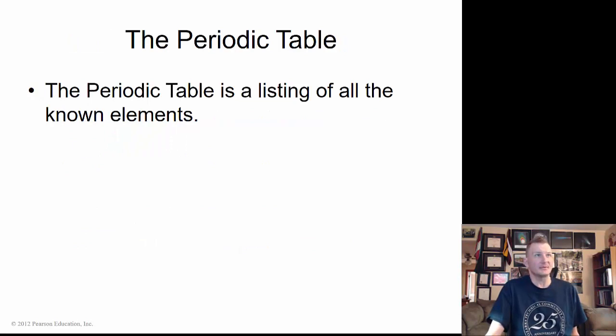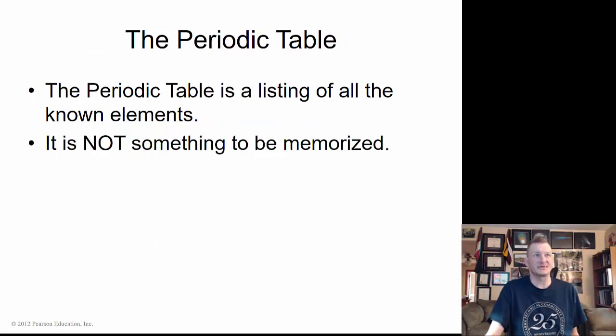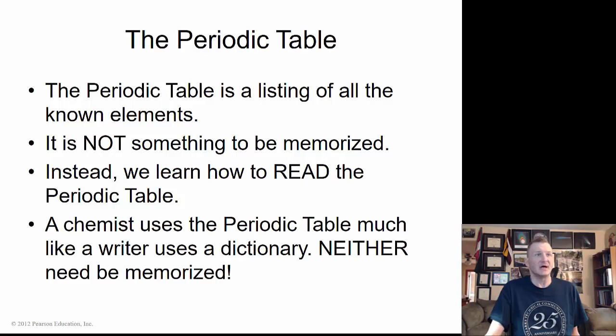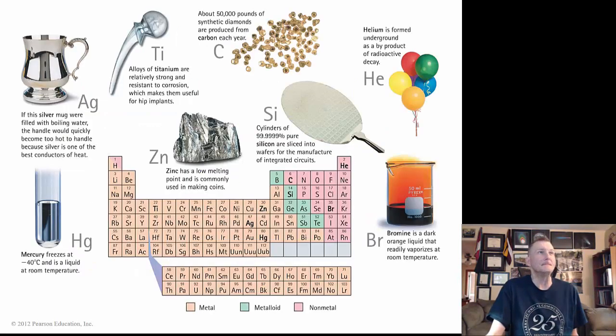Okay, the periodic table is a listing of all known elements, and we're not going to memorize it, thankfully. We're going to learn how to read it. And so a chemist uses a periodic table much like a writer uses a dictionary. Neither of them need to be memorized, and most chemists don't have it all memorized. So here it is. We can see that number 1 and number 2 are the most important and the most abundant in the universe, hydrogen and helium.